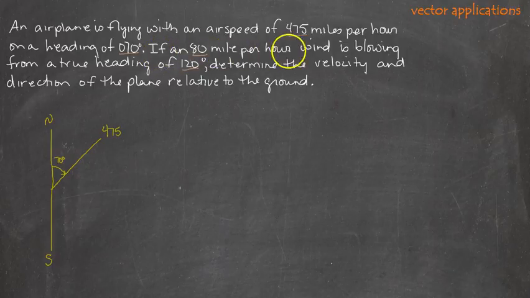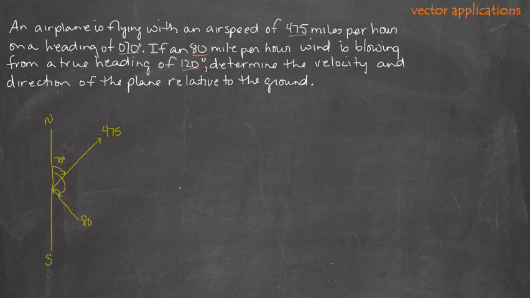If an 80 mile per hour wind is blowing from a true heading of 120, true heading also, meaning from the north, but this is blowing into the plane at 80 miles per hour. So what is this saying? This is saying that you have an airplane and you're driving it exactly this direction. Now, if this were a car and you were on the road and you headed it in exactly this direction, it would go exactly that direction.